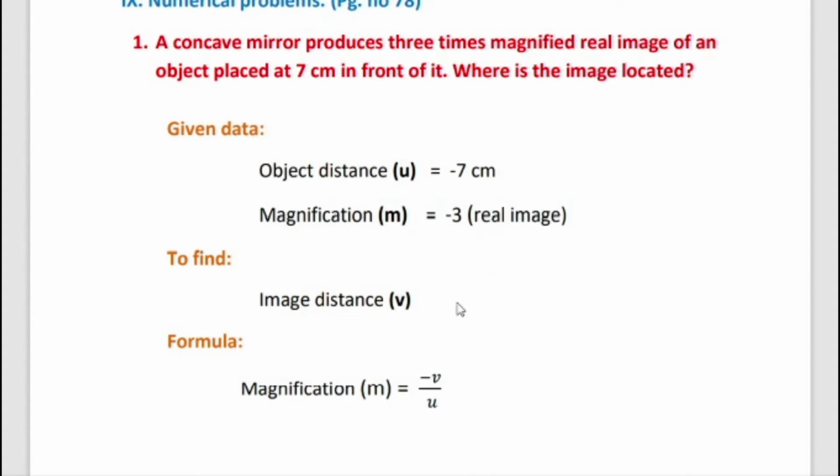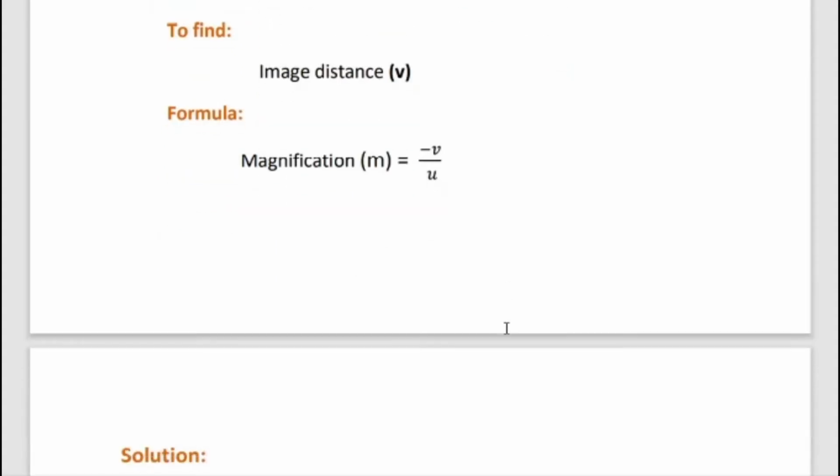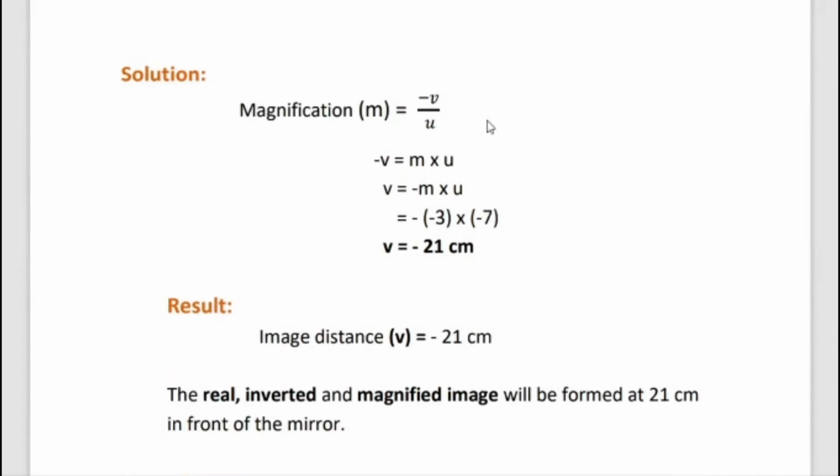So we want to find the image distance. Object distance means the distance between the object and the pole. Similarly, the image distance means the distance between the image and the pole of the mirror. Then what is the formula to calculate the magnification? Magnification has two formulas. Since it is related to object distance and image distance, we take the formula magnification m is equal to minus v by u.